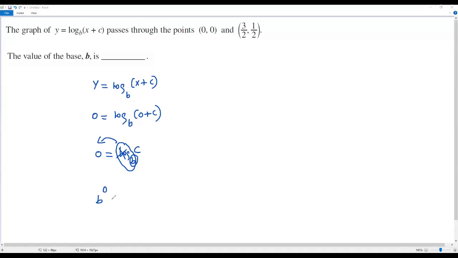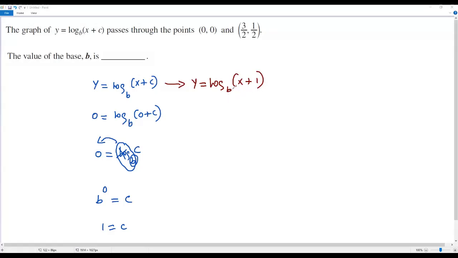So we have b to the 0th power, and on the right side we just have c. b to the 0th power is just 1, since anything to the power 0 results in 1. So 1 equals c. Now I have the value of c. The given function can be written as y equals log to the base b of x plus 1, plugging in c equals 1.